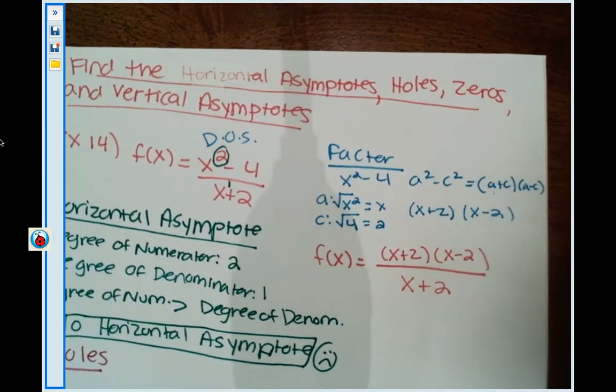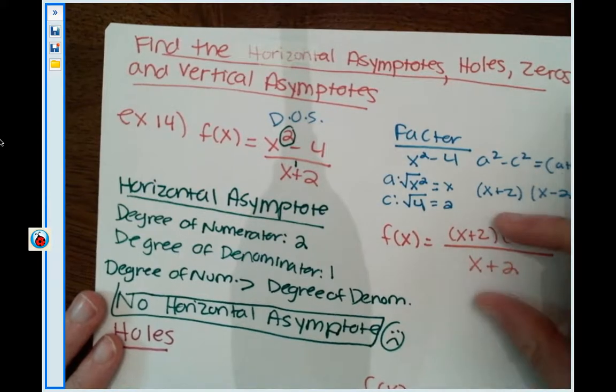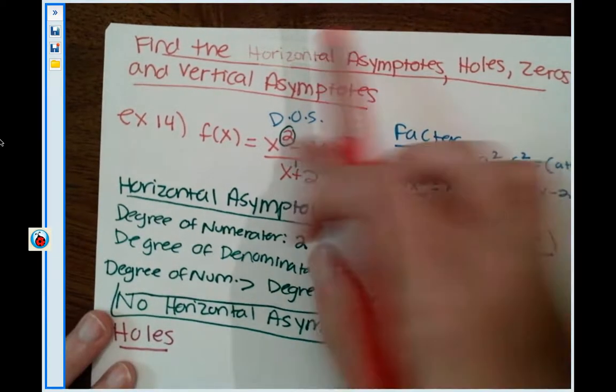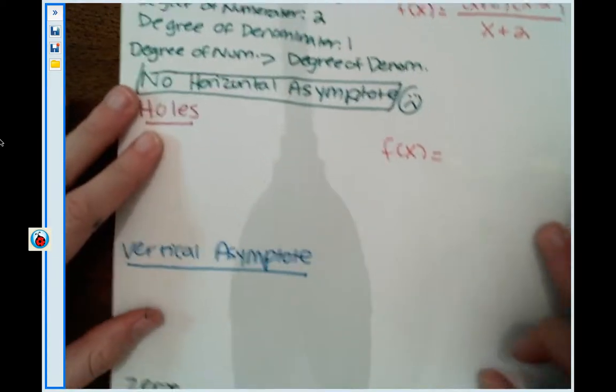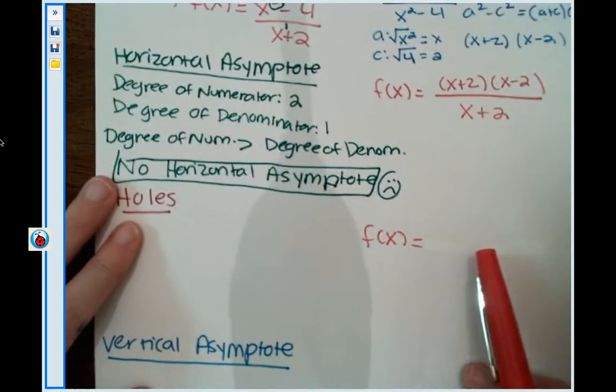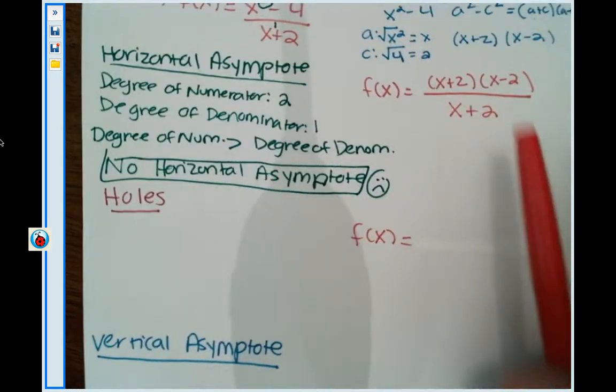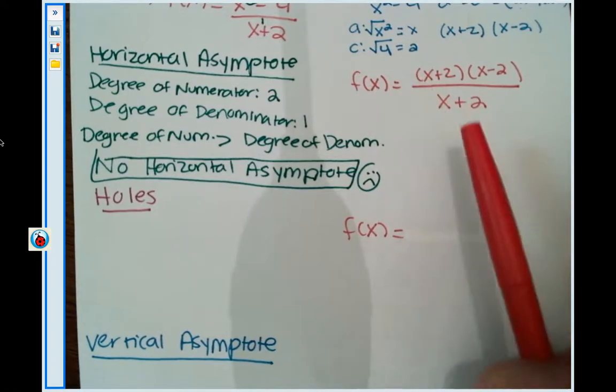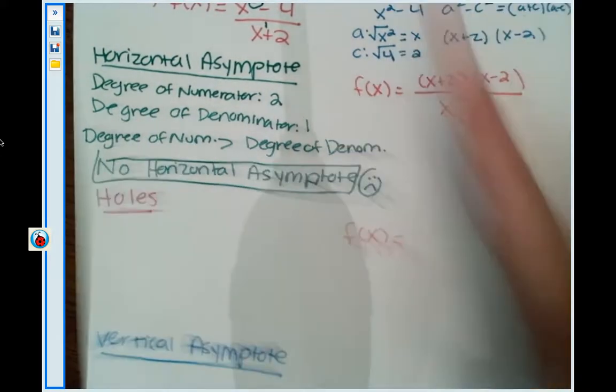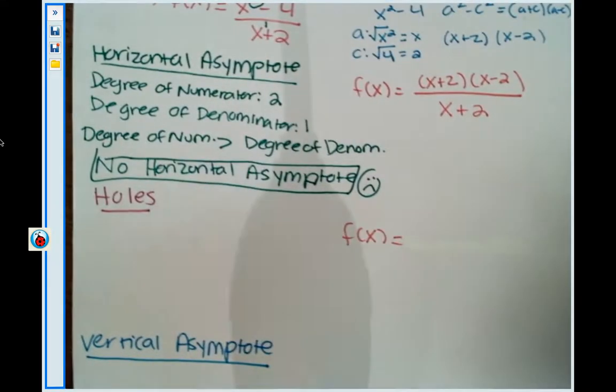Alright, so now that we're up here in factored form, we are not looking back here because that will not help us to find any of this information. Alright, you guys, so wholes. We find a whole if anything in the numerator is the same as any factor in the denominator, which means they'll cancel out. We'll be chopping some factors out.